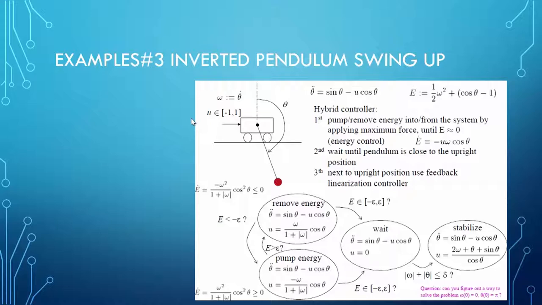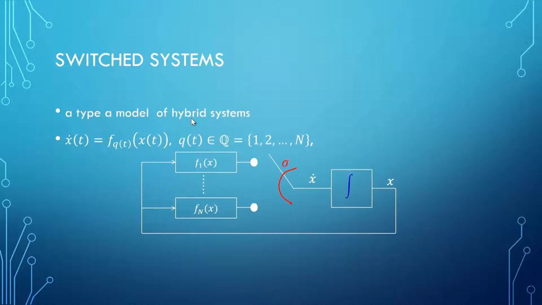Second, switched systems. It's very similar to the hybrid systems, okay? For example, you have continuous state x. You have discrete behavior, which is you switch the system from one system to another system. For example, from f1 to f2. f is the differential equations, okay? But the state x here is continuous, okay?